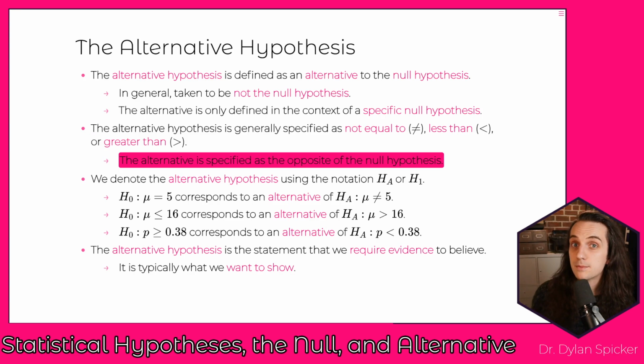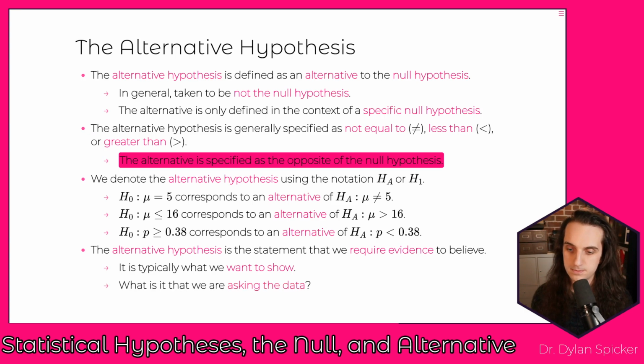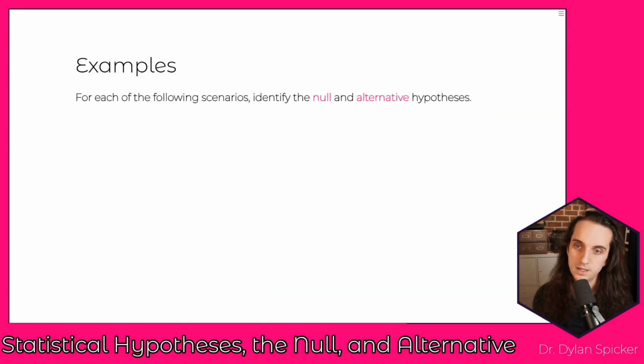And so we can think about the alternative as being whatever we're actually trying to show. It's what do we need evidence for? What is it that we're actually hoping to conclude from this experiment? And so, in a sense, the alternative is really giving us the answer to the question of what are we asking of the data, right? What conclusion are we trying to draw? What do we actually want to know? Do we want to know, is this treatment actually effective? If so, that's what our alternative needs to be.